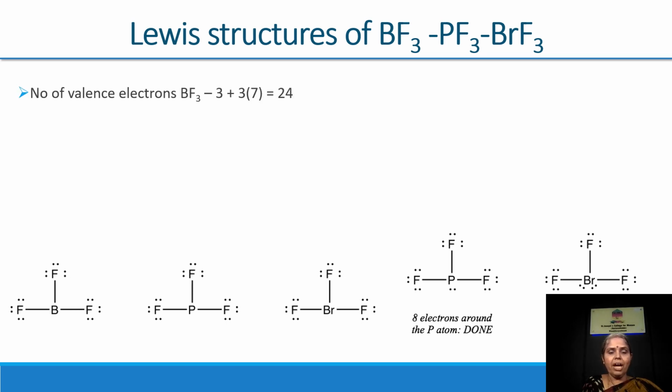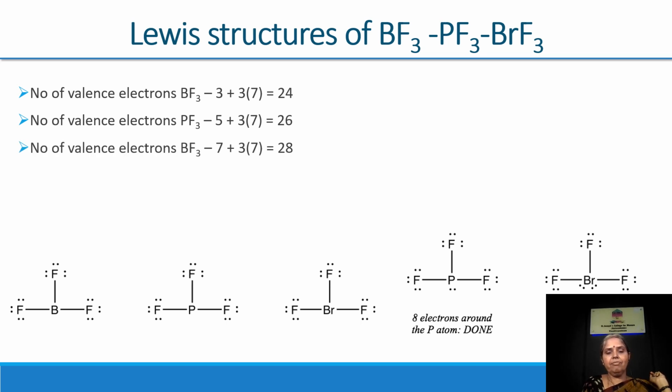You can see the number of valence electrons in BF3 is 24. That is, each fluorine is having 7, and there are 3 fluorines. So, 7 3s are 21, plus 3 is 24. Phosphorus in PF3 is having 5, so 5 plus 21 is 26. BrF3, then bromine is having 7 and each fluorine is having 7. So, 7 4s are 28. So, a total of 28 valence electrons need to be adjusted.